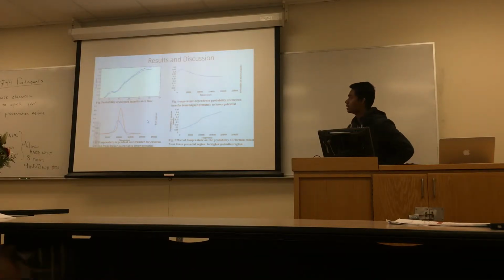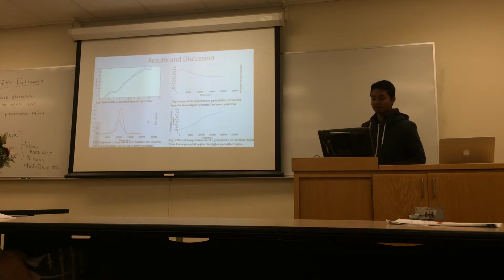So this shows the results after running the MATLAB codes. The upper right corner shows the probability of electron transfer over time. This curve shows stepwise increases because of the repetitive cycle of the wavepacket in the simulation cell.